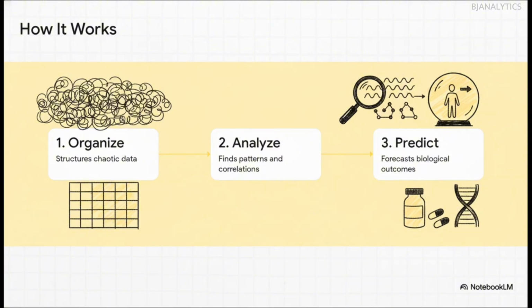First, it takes all that chaotic data and organizes it into a structured, readable format. Then, it analyzes that data, hunting for any correlations and patterns. And finally, and this is the really exciting part, it uses those patterns to predict biological outcomes, like, say, how a specific person might respond to a new drug.